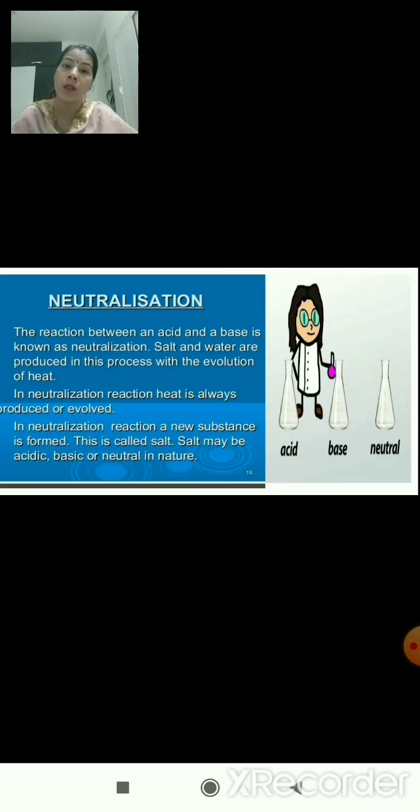Depending upon the amount of acid and base, salt can be formed. So here again in this slide I have tried to show you a girl's picture. When she is mixing acid and base together, she is getting a neutral substance which has salt and water in it.